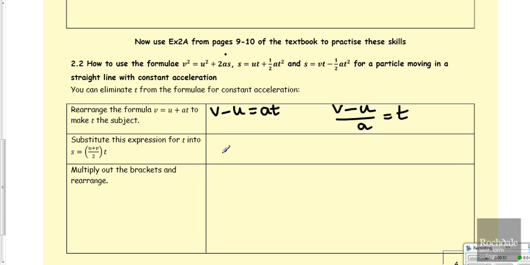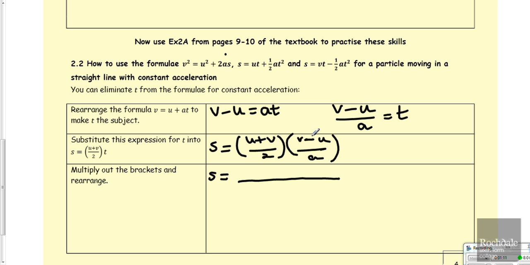I can now substitute that expression into here. So we'll have (u plus v) over 2, and then instead of t, I'm going to put this new expression for t. Now that looks quite complicated, but if we do some multiplying out and rearranging, remember when you multiply fractions, you multiply the numerators together and you multiply the denominators together. Well, denominators are easy, I'll do that first. Let's have a look at the numerator.